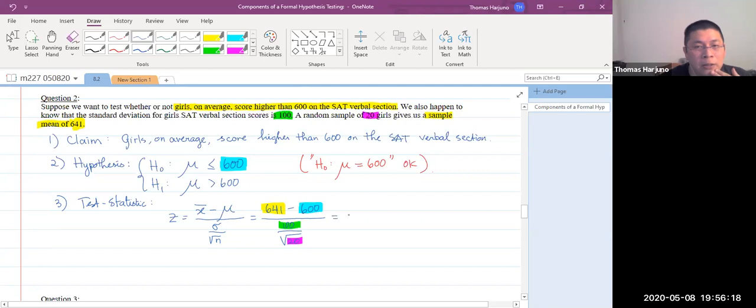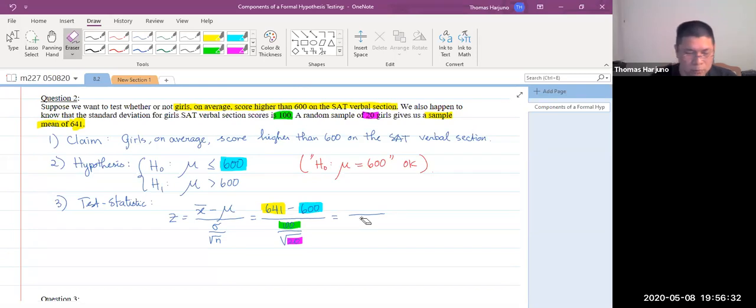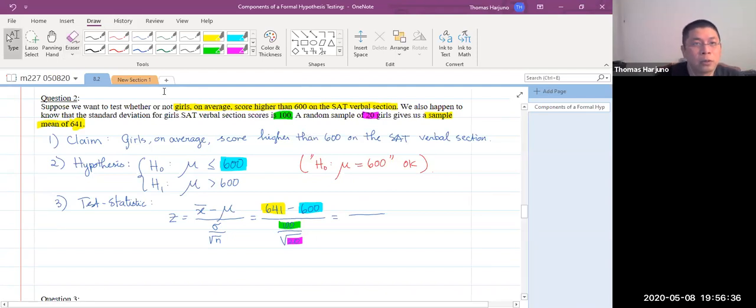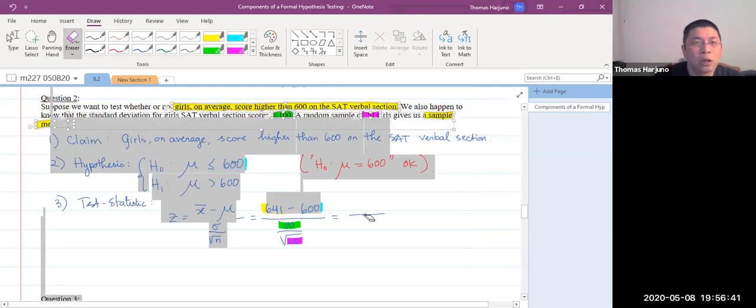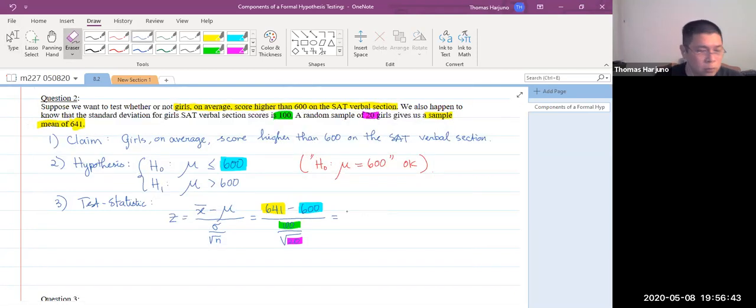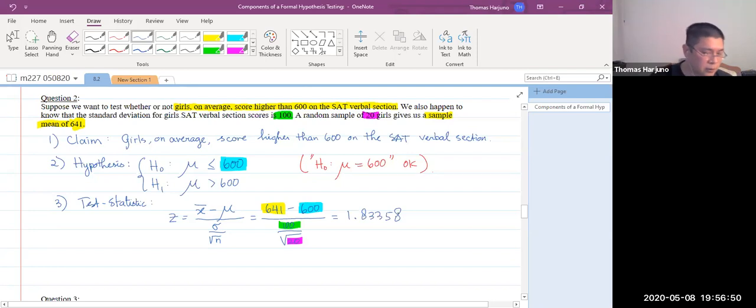Now then, this will be computed. Let me just compute it all at once. I get 1.83358. That's the test statistic.